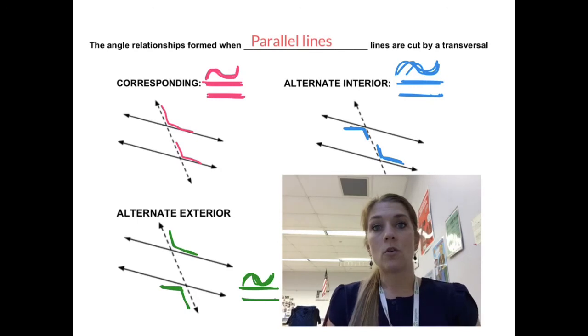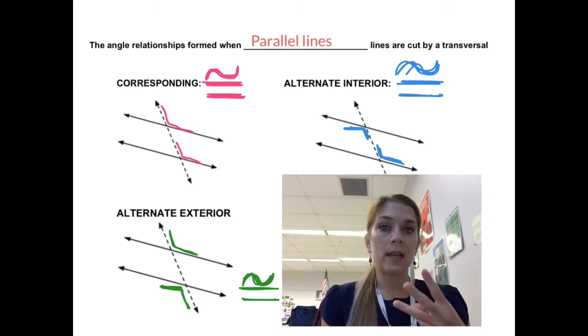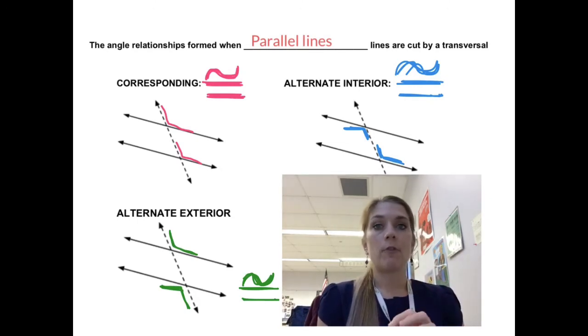So we actually have three angle relationships from two parallel lines cut by a transversal that are all congruent. And this is important because we can use it to set angle values equal to each other to find missing values or missing angles or whatever the case may be. These are three relationships found from two parallel lines being cut by a transversal.